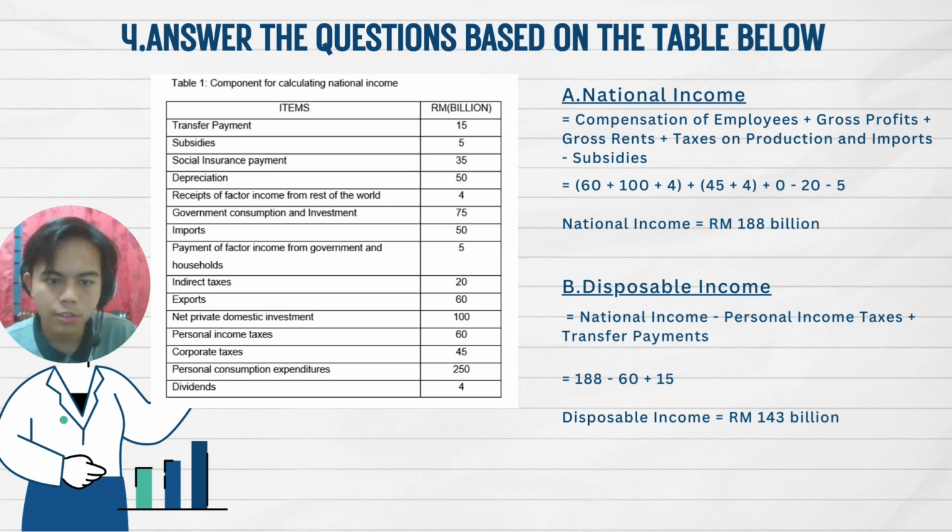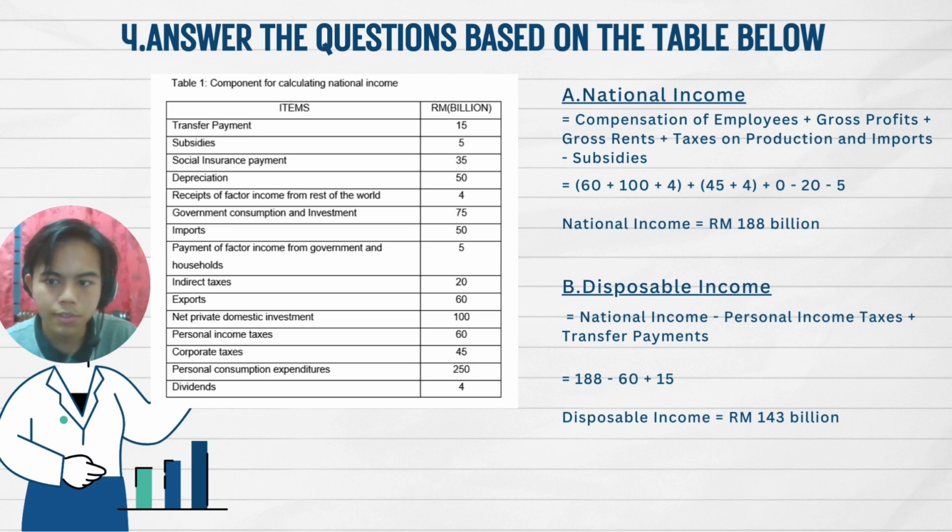Question number 4. Answer the question based on the table below. National income and disposable income. To find national income, the necessary items are compensation of employees plus gross profits plus gross rents plus tax on production and imports minus subsidies.